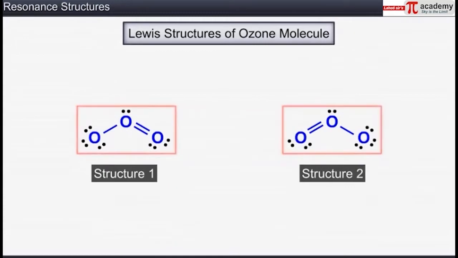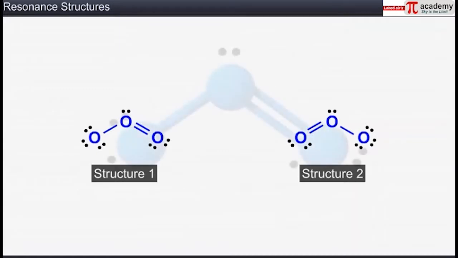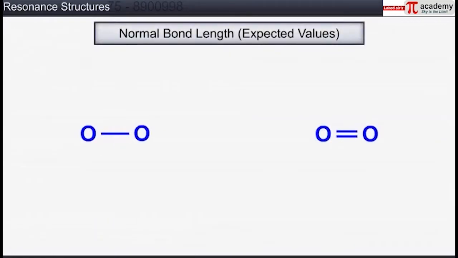These are the two structures possible. In both the structures, one oxygen-oxygen single bond and one oxygen-oxygen double bond is present. These two structures imply that one bond is shorter than the other. The normal bond lengths of oxygen-oxygen single bond and oxygen-oxygen double bond are 148 picometers and 121 picometers respectively.